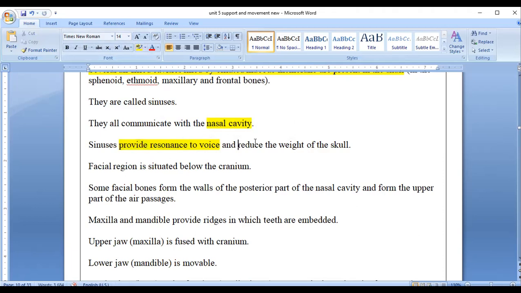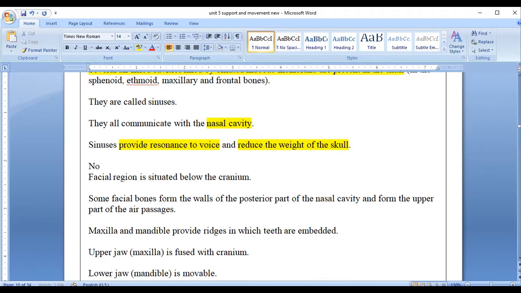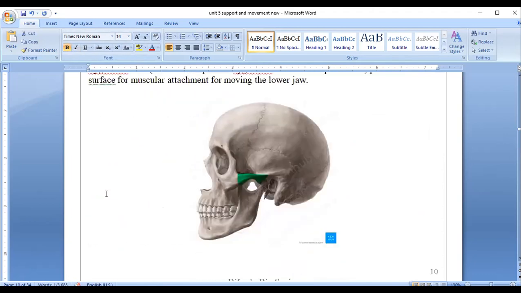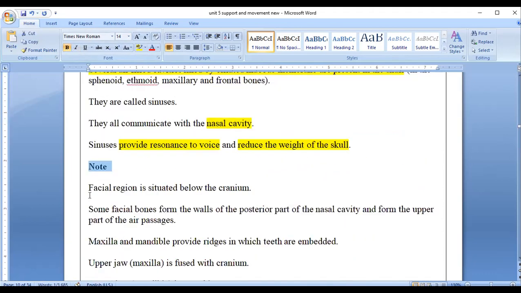Another benefit of sinuses is that they reduce the weight of the skull. Understood? So with that, sinuses are over. Here I would have placed a note.